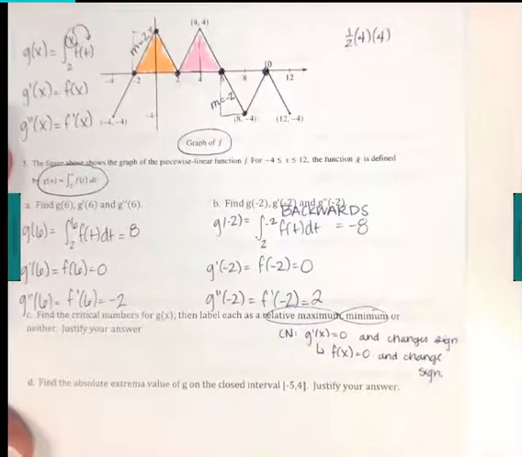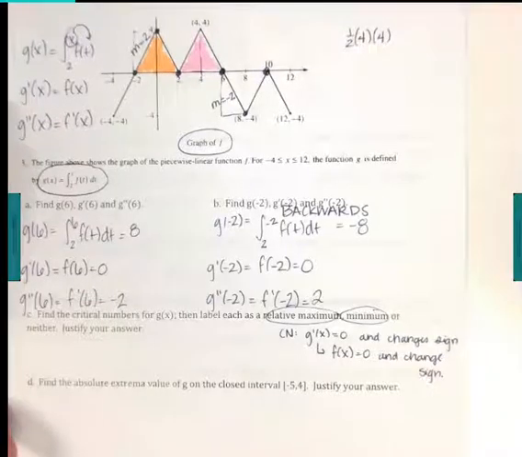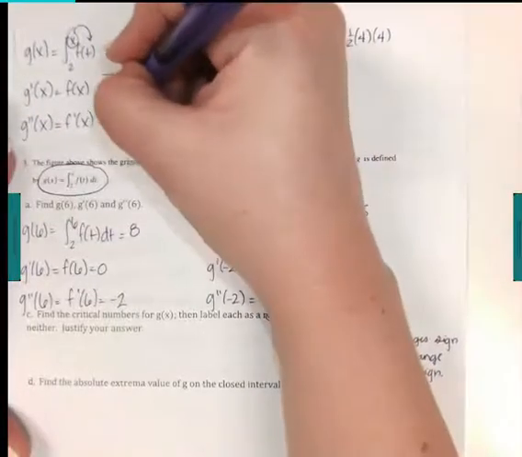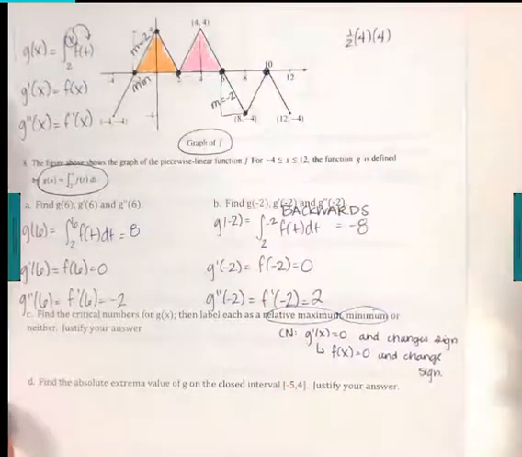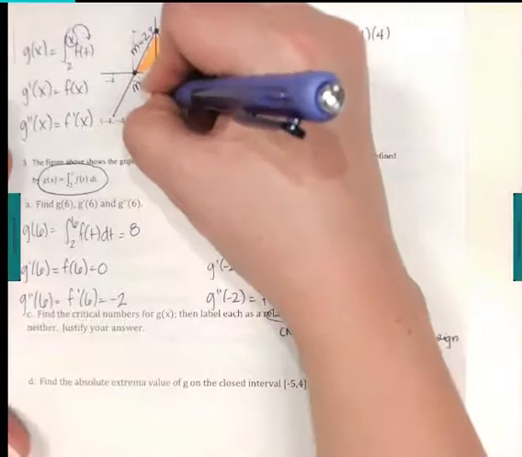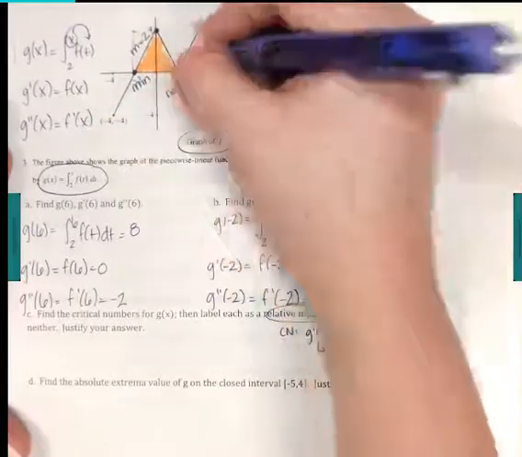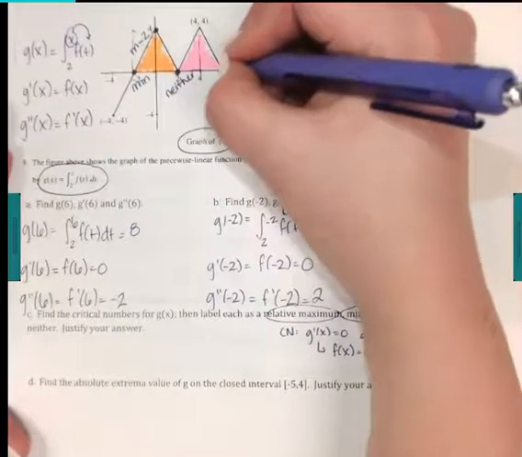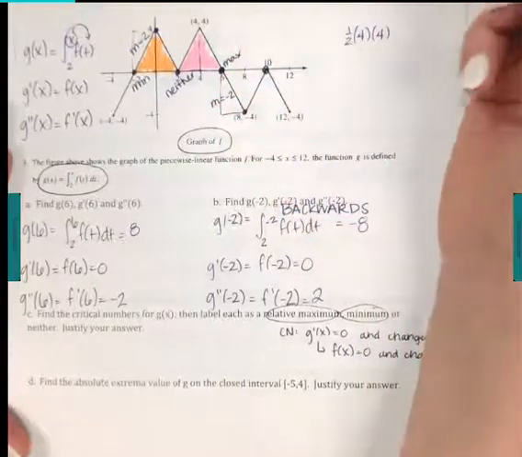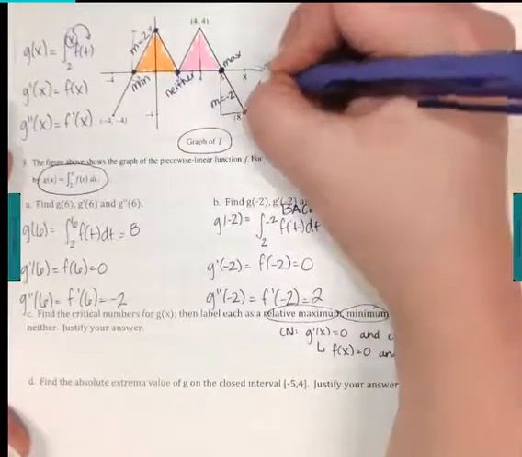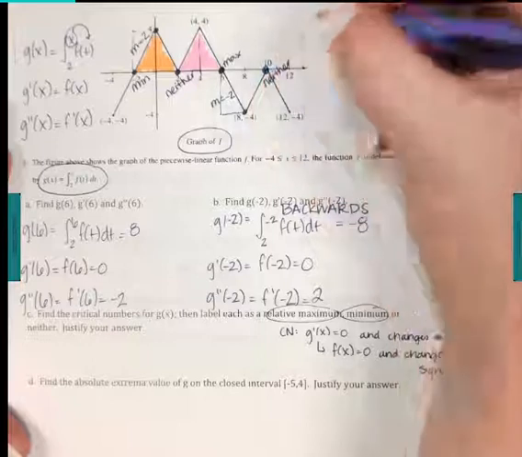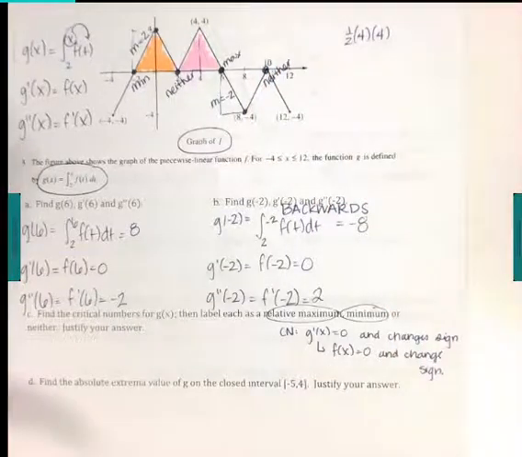What type is negative 2? A min, a max, or neither? How does F of X, which is really G prime, change sign? This is a min. What type is 2? Neither. What type is 6? And then what type is 10? Neither. Okay, so now we just have to write that out. But remember, why am I looking at F of X? Because that's really what G prime is. Okay?